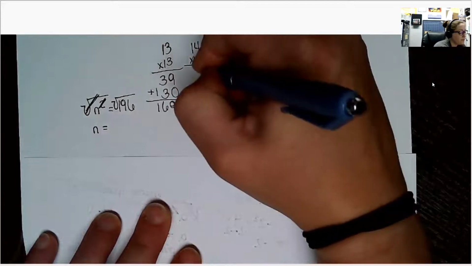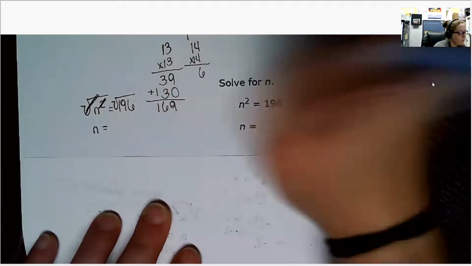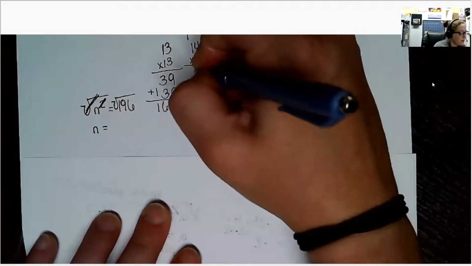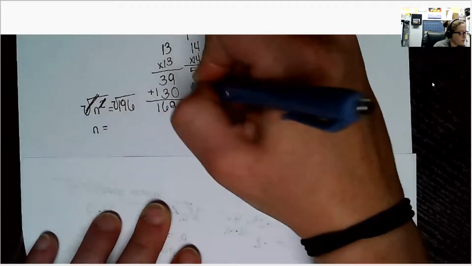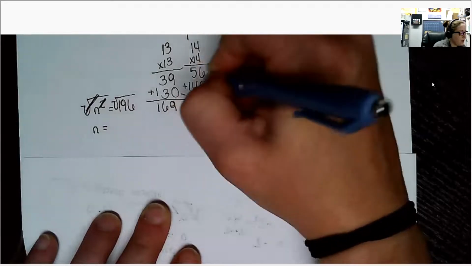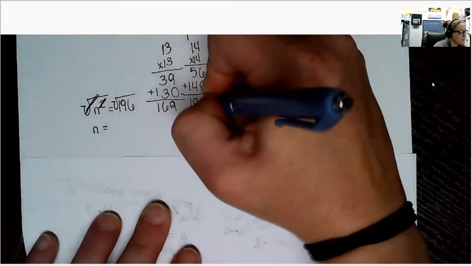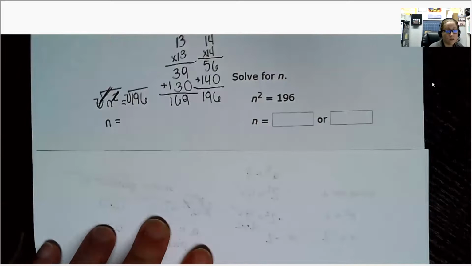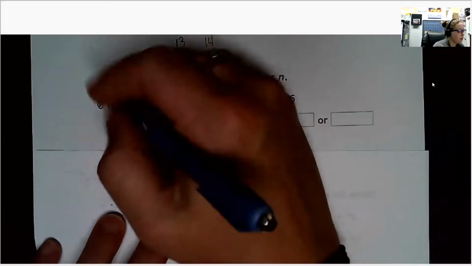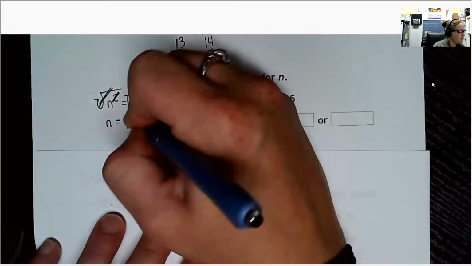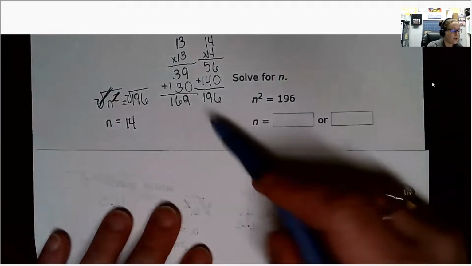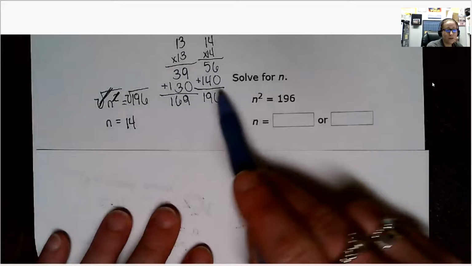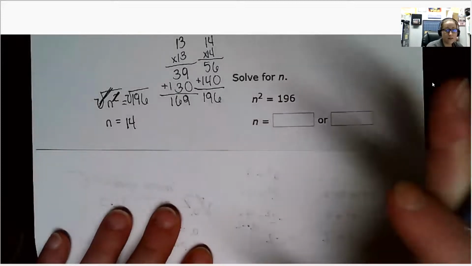4 times 4 is 16. Carry our 1. 4 times 1 is 4 plus 5. Bring down our 0. 1 times 4 is 4. 1 times 1 is 1. And then we're just going to add them up and we get 196. So we could look at this and we could say, okay, the square root of 196 is 14. Okay, and it's okay if you have to try a couple. We tried 2 different numbers if you're using a calculator, okay?